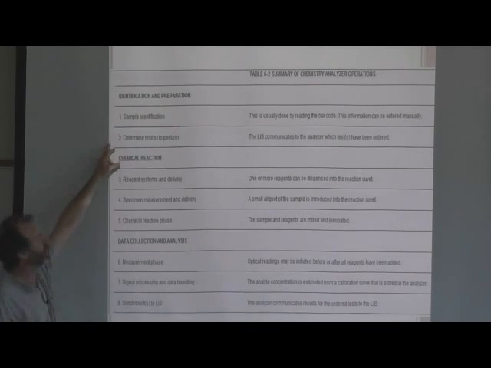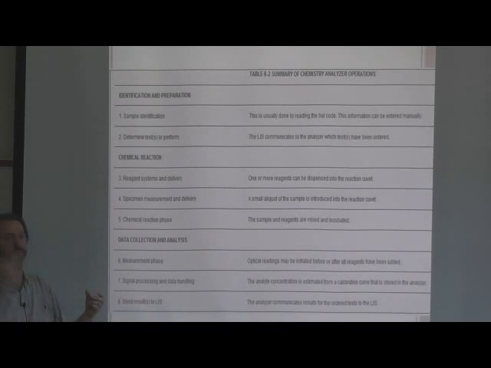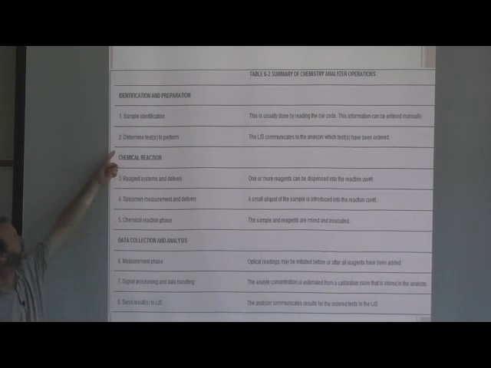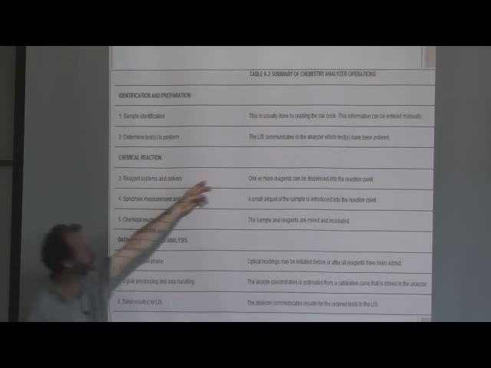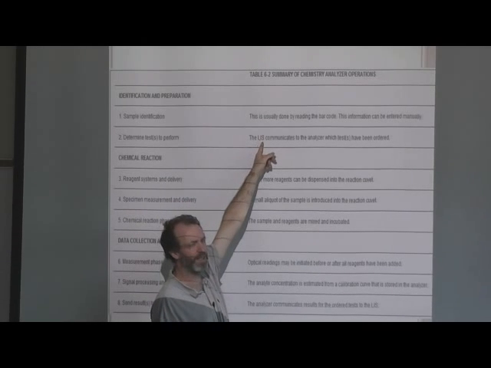So this is basically a summary of the operations, right? First, you're going to have sample identification. That's done with a barcode, typically, right? And then determine the test performed, and that communicates with the LIS. What's the LIS?